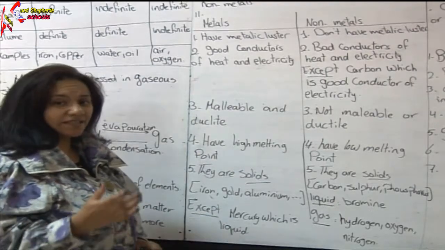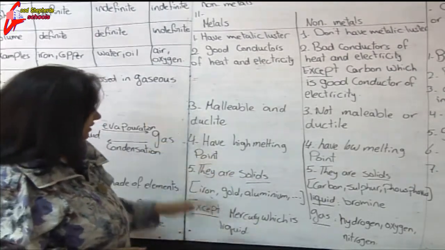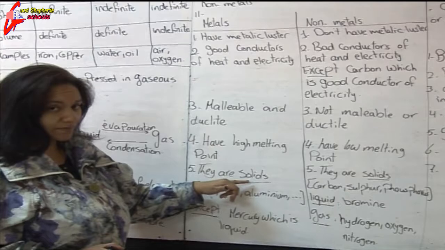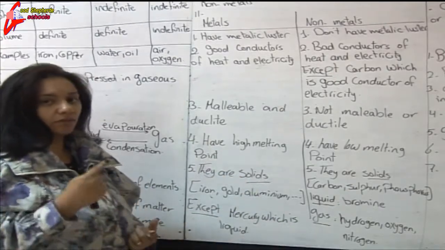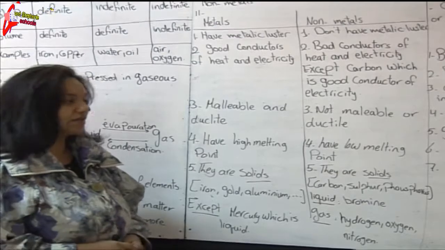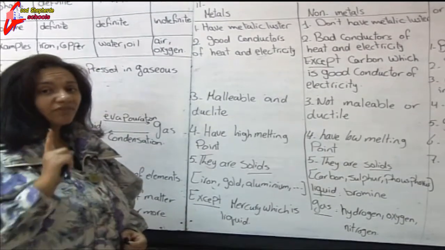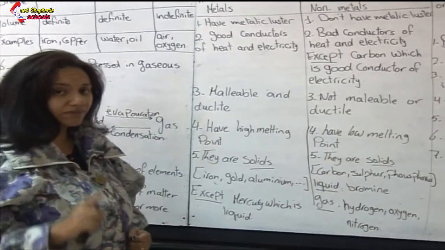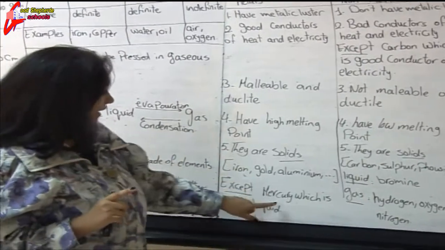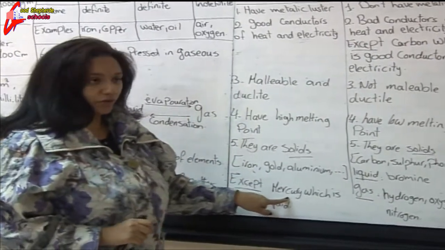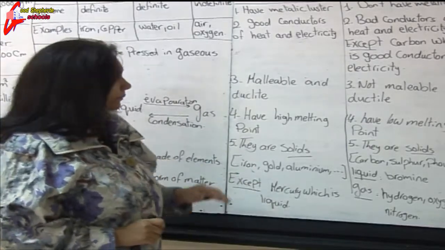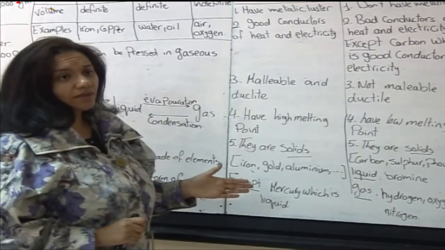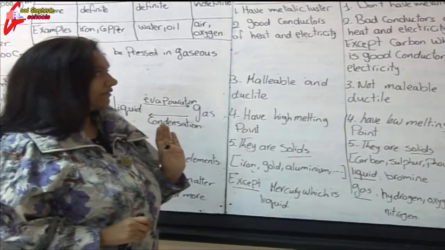What are the states of metals? They are solids, all of them, like iron, copper, aluminium, gold, silver, and many other metals. And we have only one liquid metal, and its name is mercury. So mercury is the only liquid metal. And of course there are no metals in gaseous state.